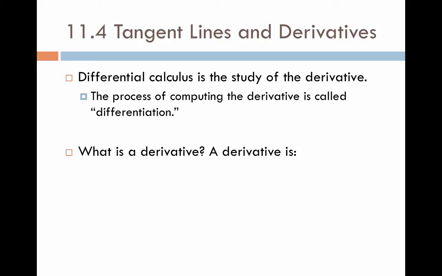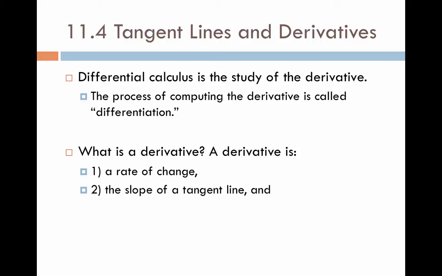We can define a derivative three different ways. 1, it's a rate of change. 2, it's the slope of a tangent line. And 3, it's the limit of a difference quotient. We're going to look at 1, the rate of change, later on. In this section, I'm going to focus on 2 and 3, the slope of a tangent line and the limit of a difference quotient. Together, those two are going to give us our formal definition for a derivative.